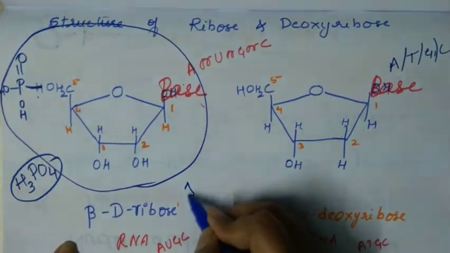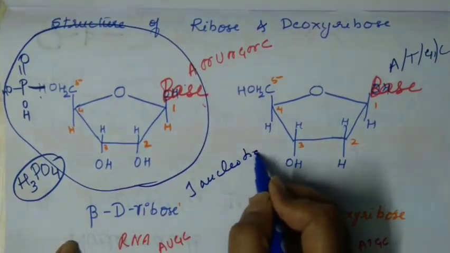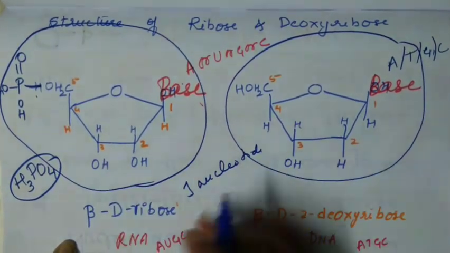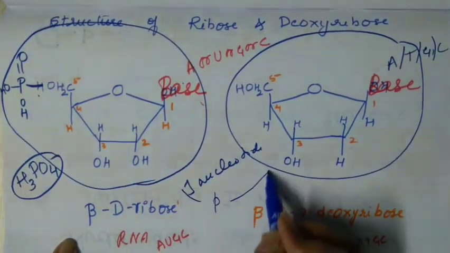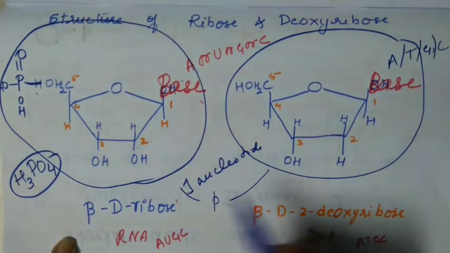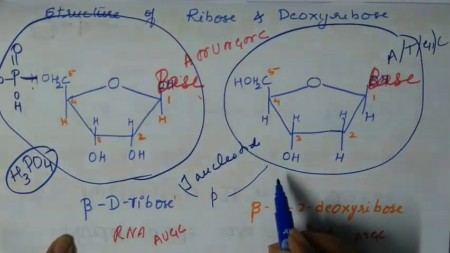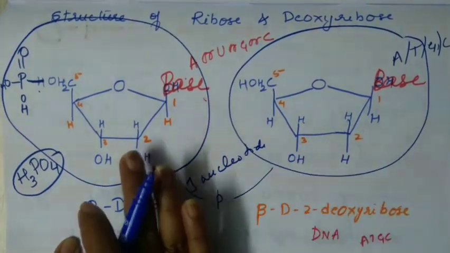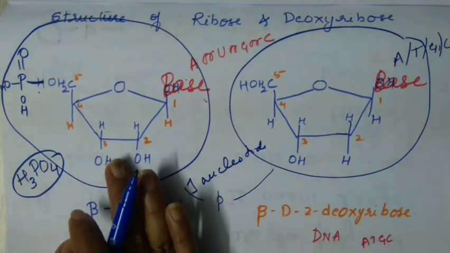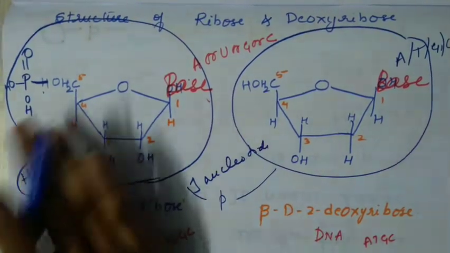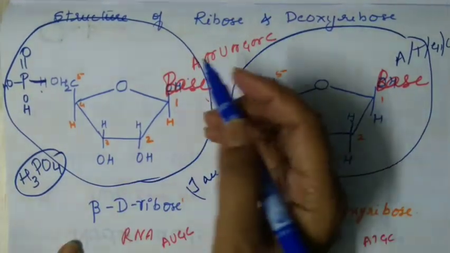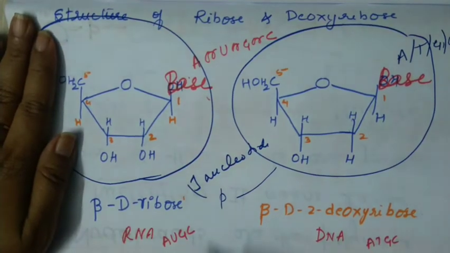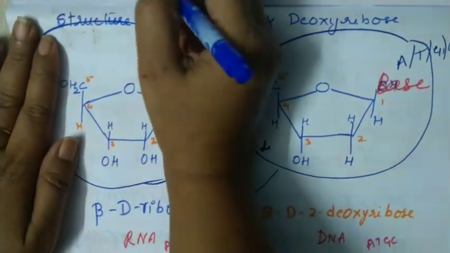So this is our one nucleotide and this is our another nucleotide, and these need to be joined by what? A phosphate group. So we need to understand how they are attached to each other by a phosphodiester bond. This is one nucleotide, this is another nucleotide. This nucleotide consists of what? A base and a phosphoric acid. Okay, if no phosphoric acid is present, then it is called a nucleoside.